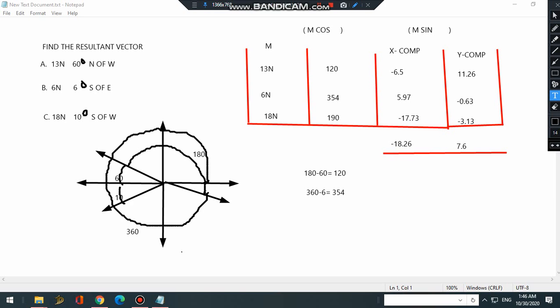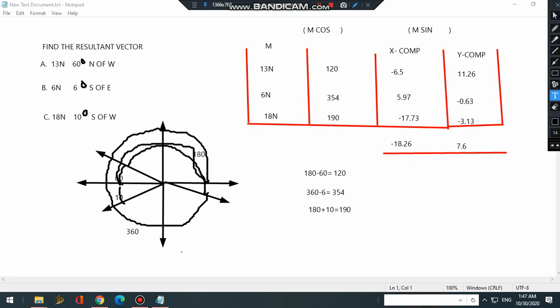Then in getting the 10-degree angle, you only need to add it. Start from here. You only need to add 180 to 10. So that would be 180 plus 10, which is equal to 190. So now we already got the angles.